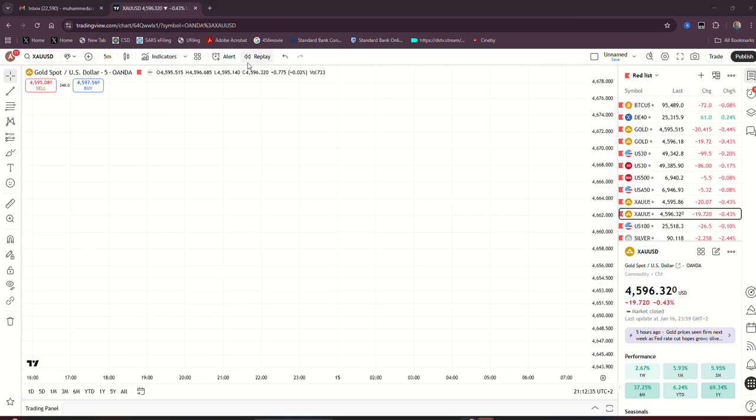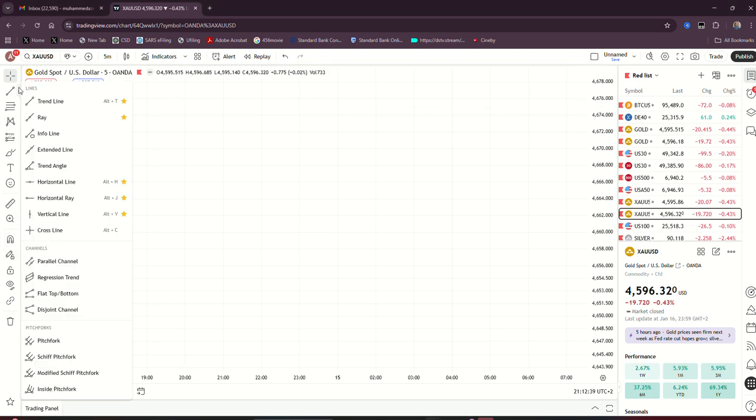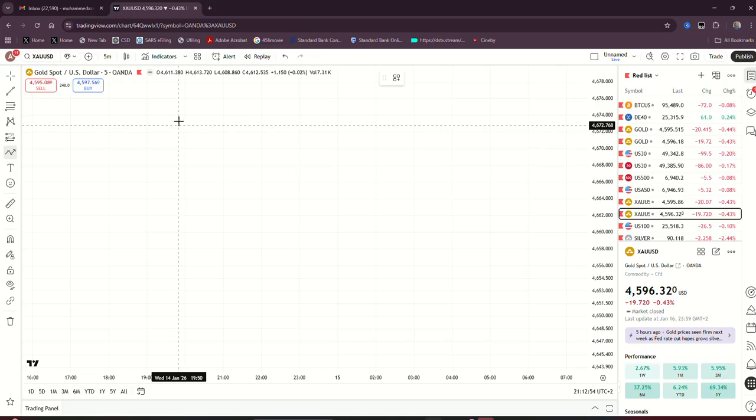Okay, so before we learn any strategies, the most important thing is understanding market structure. This is the basics in trading. This is the backbone of trading. You gotta understand how the market moves before you go into anything. So the first thing, just look for this. This is something that you guys need to understand.